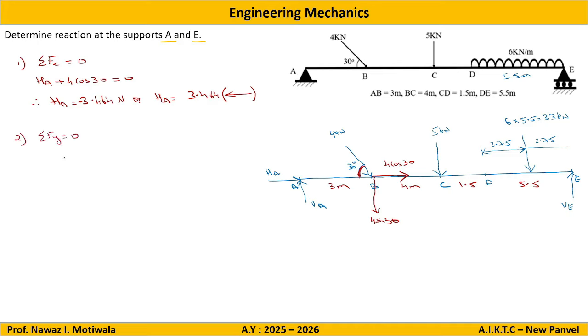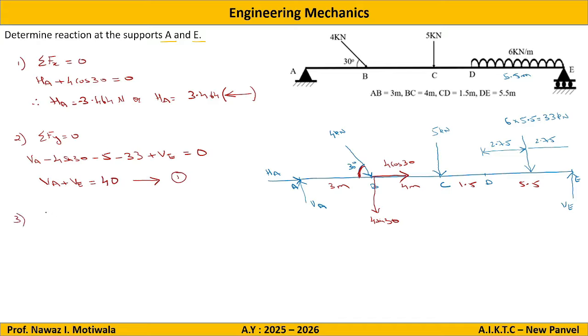Then second condition is summation of Fy should be 0. Add all the forces in y direction. So we have VA minus 4 sin 30, then minus 5, then minus 33, then plus VE. Taking all the unknowns on one side and others on the other side, I will get VA plus VE equal to 40. Let this be equation number 1, because we are not getting the answer directly.